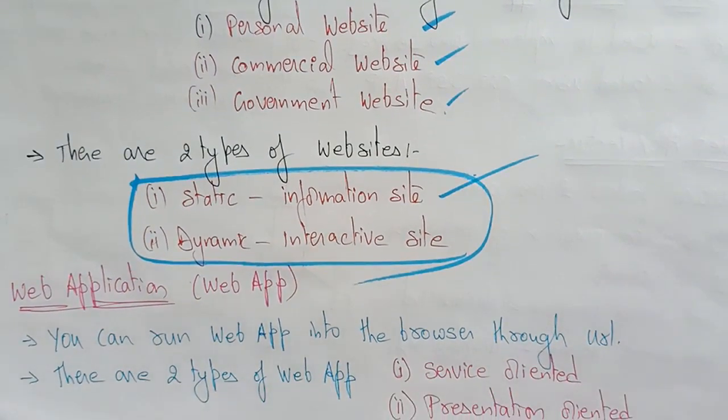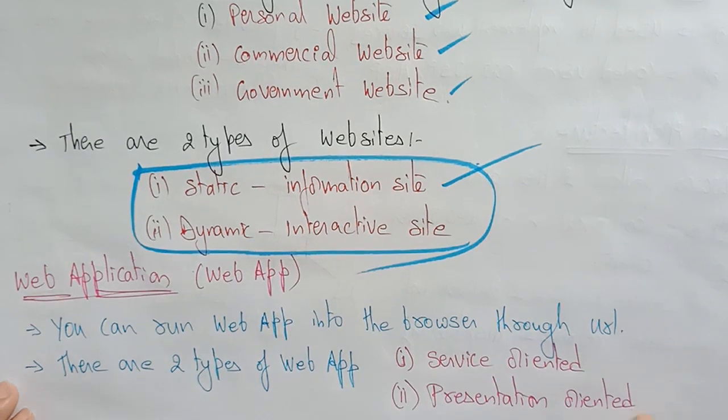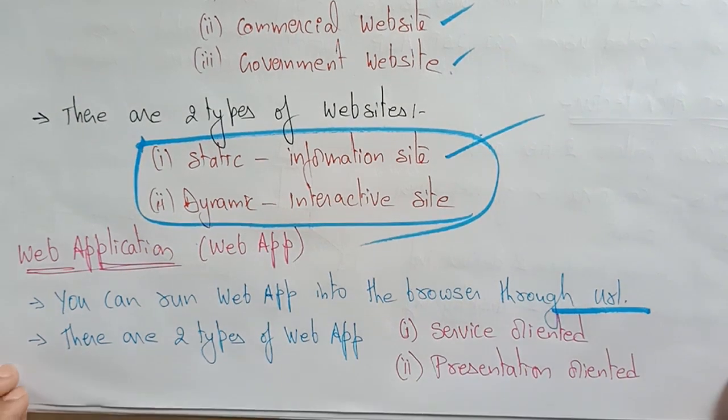Now coming to another concept in the World Wide Web, the web applications. In the World Wide Web, you learned about web pages and websites. Now coming to web applications. Which items do you call web applications? You can run a web application in browsers through a URL, just like websites, you can run those web applications in the browser using URLs.